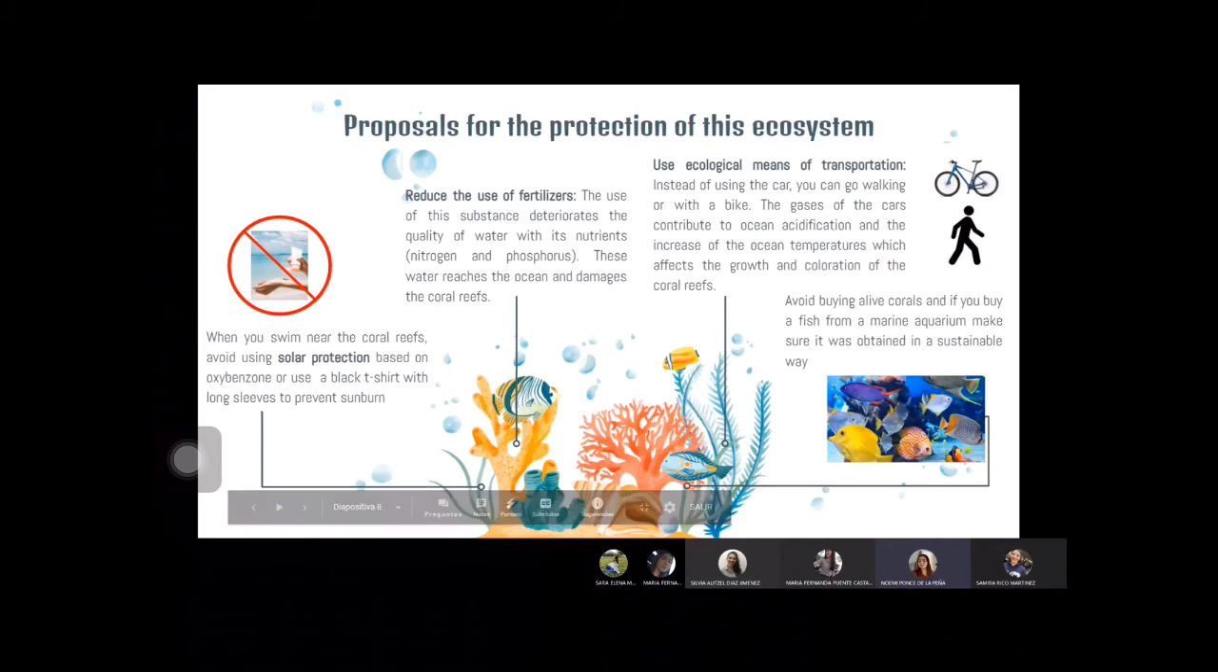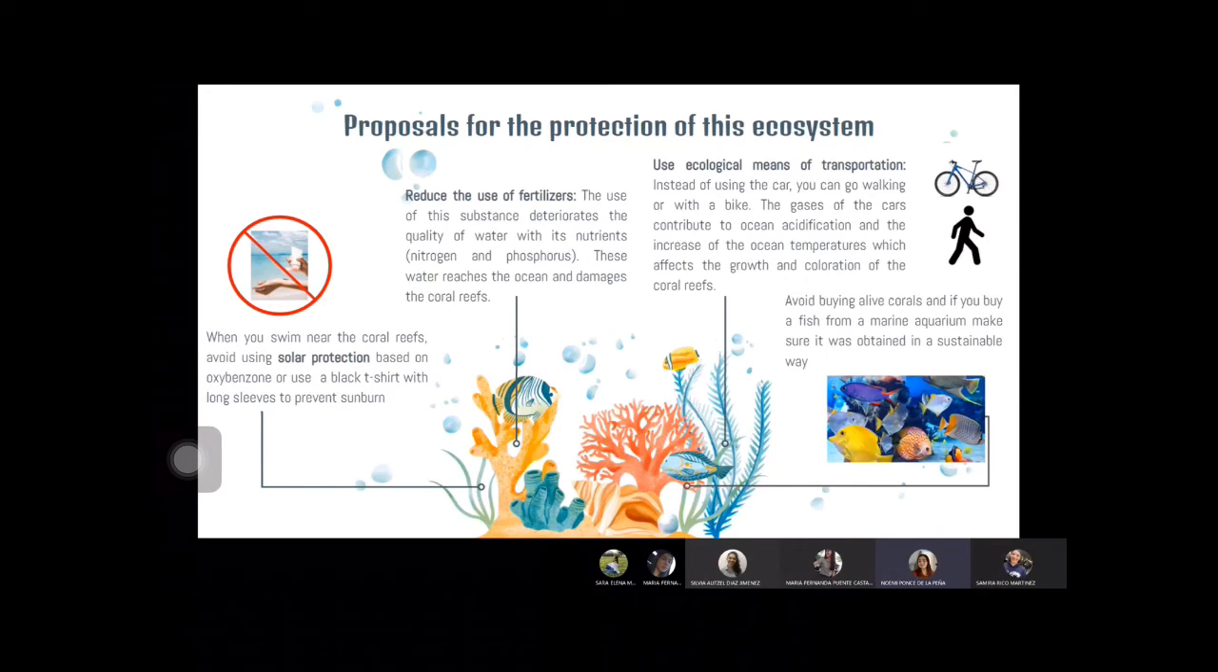Proposals for the protection of this ecosystem. First of all, it's important to protect this ecosystem because coral reefs prevent erosion and reduce the force of waves. It's the most effective protection against the strong impact of tropical storms and hurricanes, among other reasons.